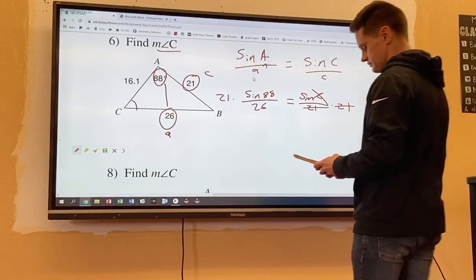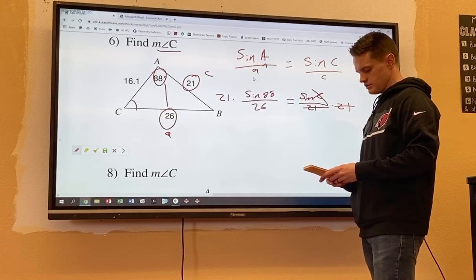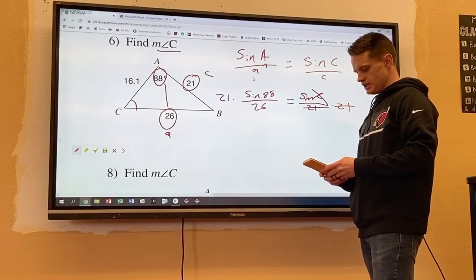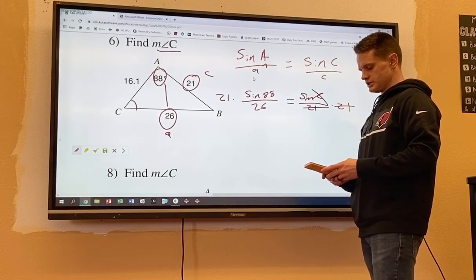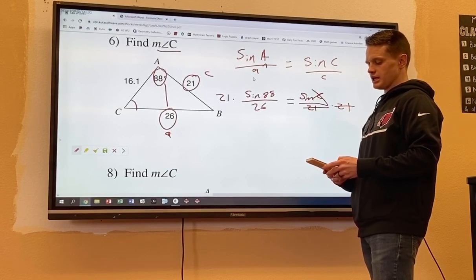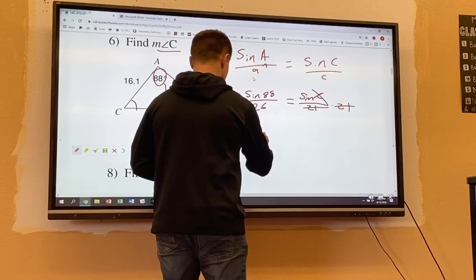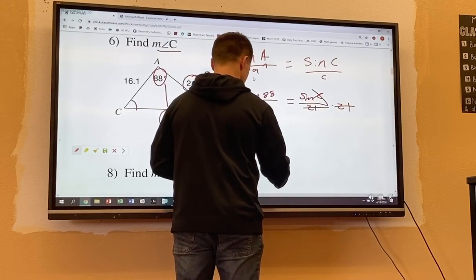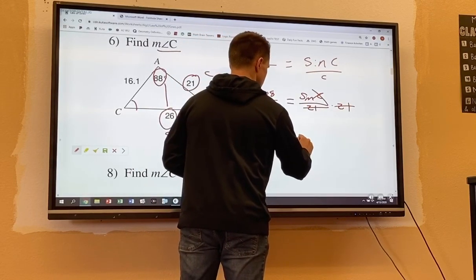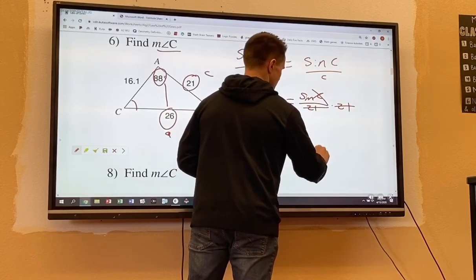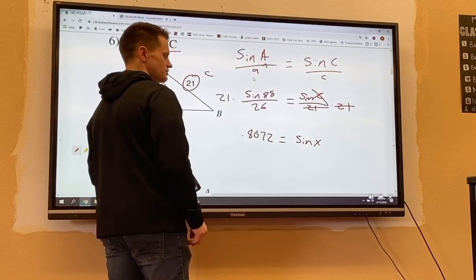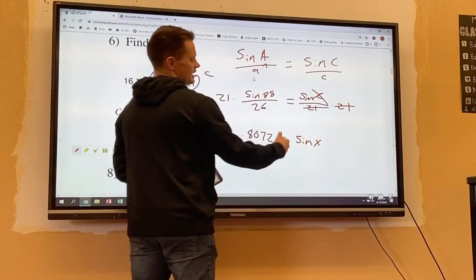Forgot my calculator. Now plug that in. 21 times sine of 88 divided by 26 is going to be 0.807. So now I have 0.8072 is equal to sine of C or sine of x, right? My variable. So now I've got to get x by itself.